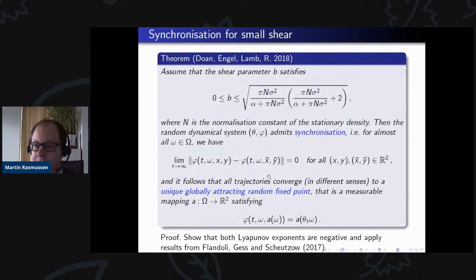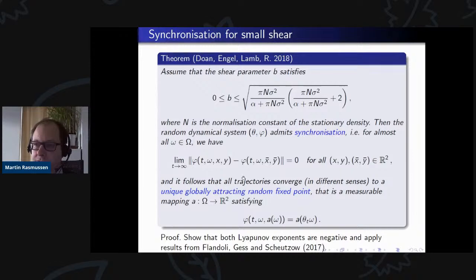And so how do we prove this? The proof goes like this: one makes some estimates on the Lyapunov exponents, and one can show that both Lyapunov exponents of the system are negative. And we can then apply modern results on synchronization for higher dimensional systems from Franco Flandoli, Benjamin Gess, and Michael Scheutzow in a paper, which in particular proved that under certain scenarios, when you have negative Lyapunov exponents, which describe local attraction properties, you have more global synchronization properties of your random dynamical system.